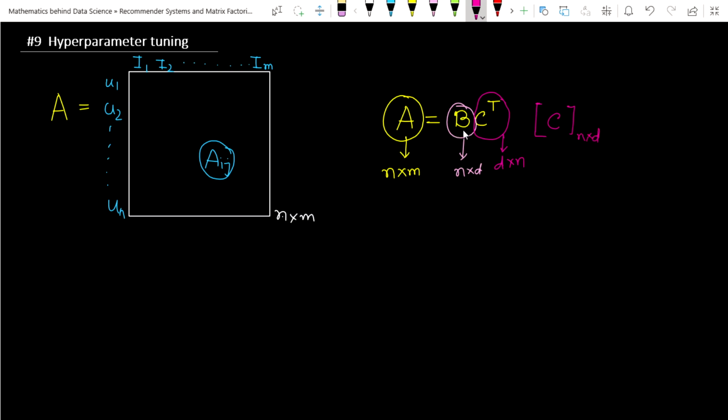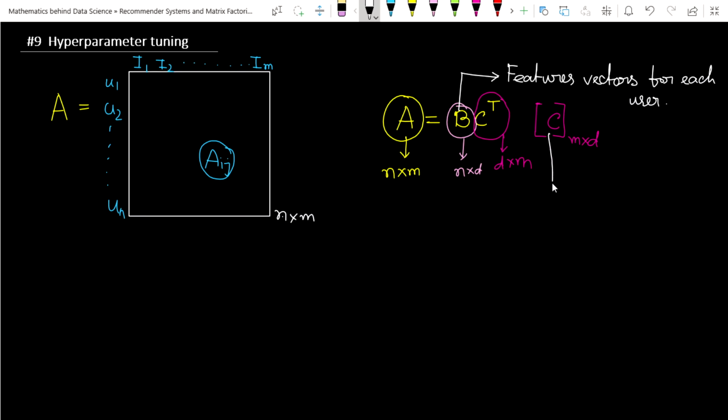This matrix B is responsible for the feature vector of each user, and this C matrix is responsible for the feature vector of each item. Sorry, it will be m cross d, my bad.